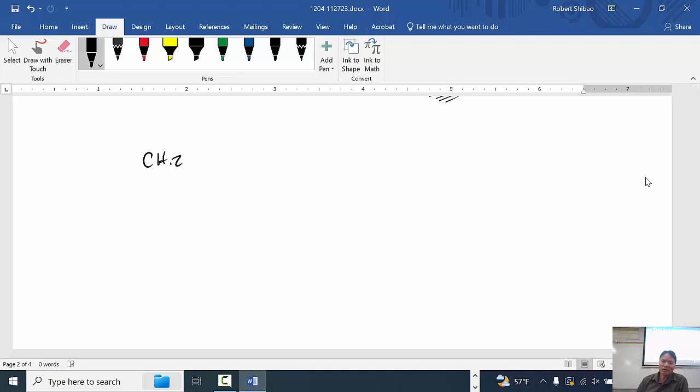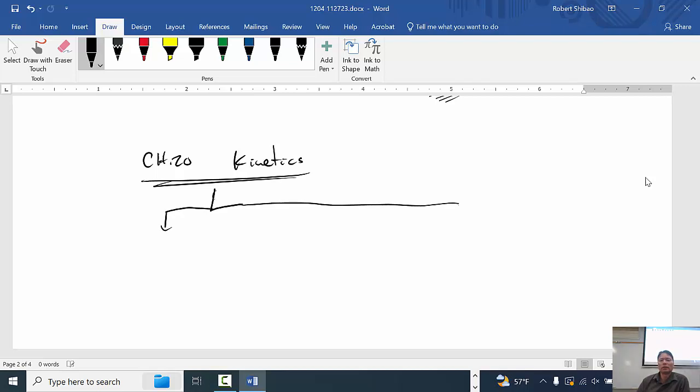this brings us to chapter 20, which is kinetics. We're going to do two approaches to our study of kinetics. One is strictly empirical. Have we graphed our kinetics data? I don't think so. So empirical means this.